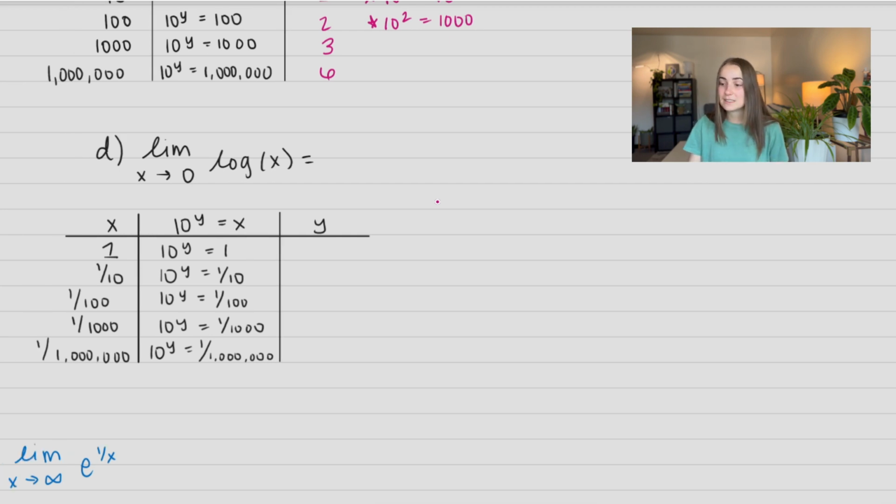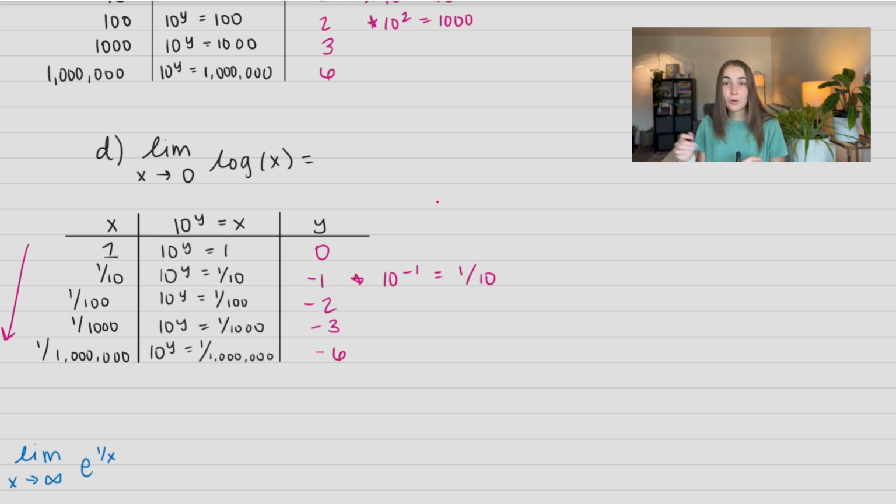We're going to do a very similar thing, but instead we're going to decrease our x value and get really, really close to 0. For the exact same reason, 10 to the power of 0 is equal to 1. Now let's take 1/10. 10 to the power of something is equal to 1 over 10. My exponent is actually going to be -1, because 10 to the -1 is equal to 1 over 10. We're going to continue with that pattern. I get -2, -3, and then for 1 over 1 million, our y value is going to be -6.